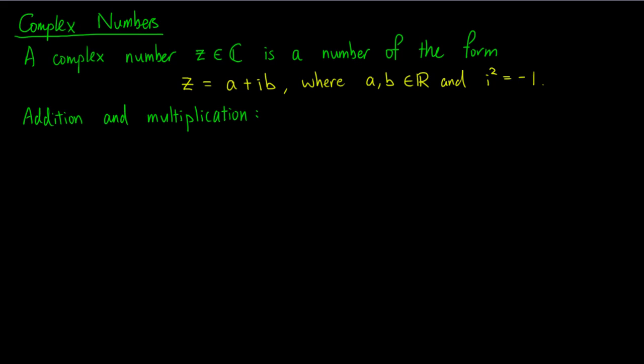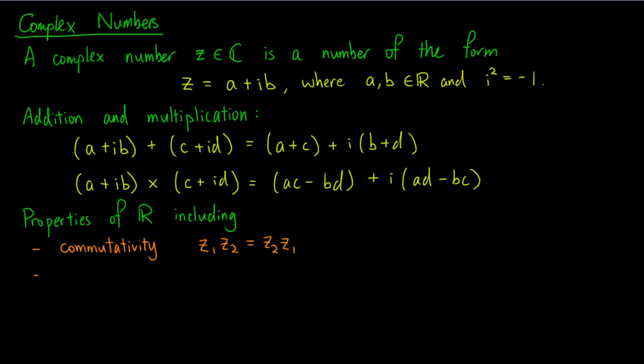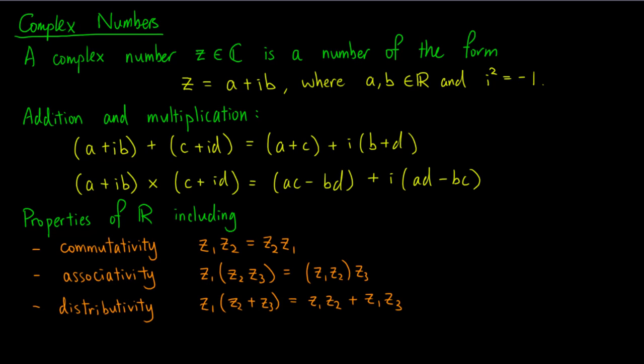The addition and multiplication of complex numbers are defined by (a + ib) + (c + id) = (a + c) + i(b + d), and (a + ib)(c + id) = (ac - bd) + i(ad + bc). Under these definitions, many properties for real numbers, including commutativity, associativity, and distributivity, also hold for complex numbers. So in most cases, we can manipulate complex numbers the same way as real numbers.